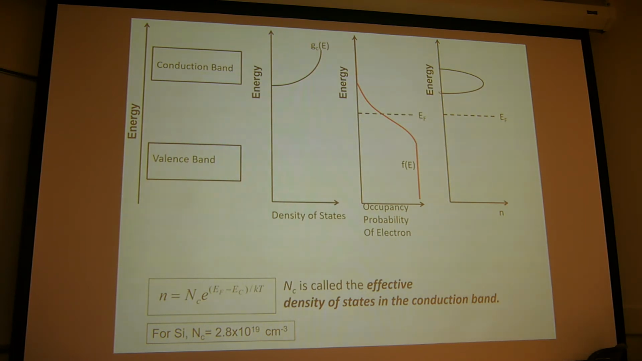So it will start from the EC, because below EC there's no states available for electron. And then above this EC, you will first increase because you have more states available. But later, because the probability will go down, it will go down. So you have a distribution of electrons with different energy levels in this kind of distribution. Any questions?